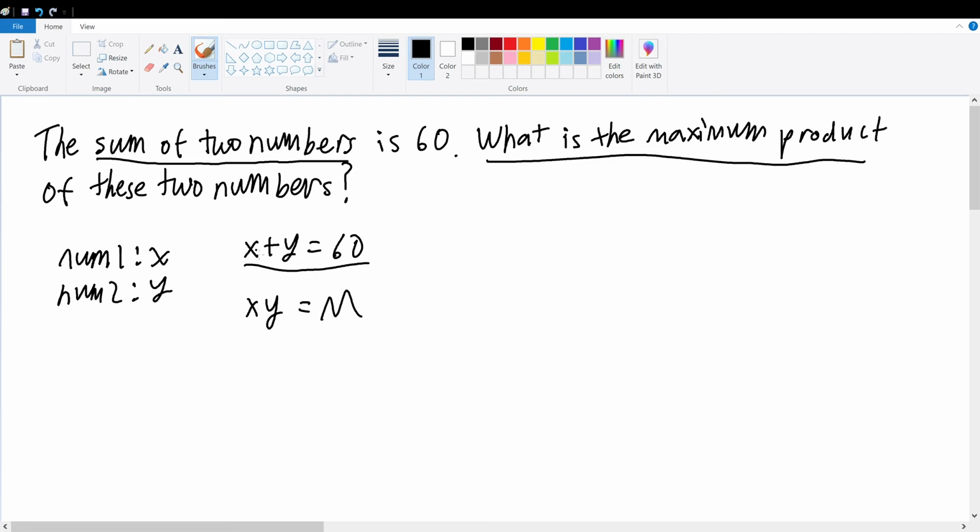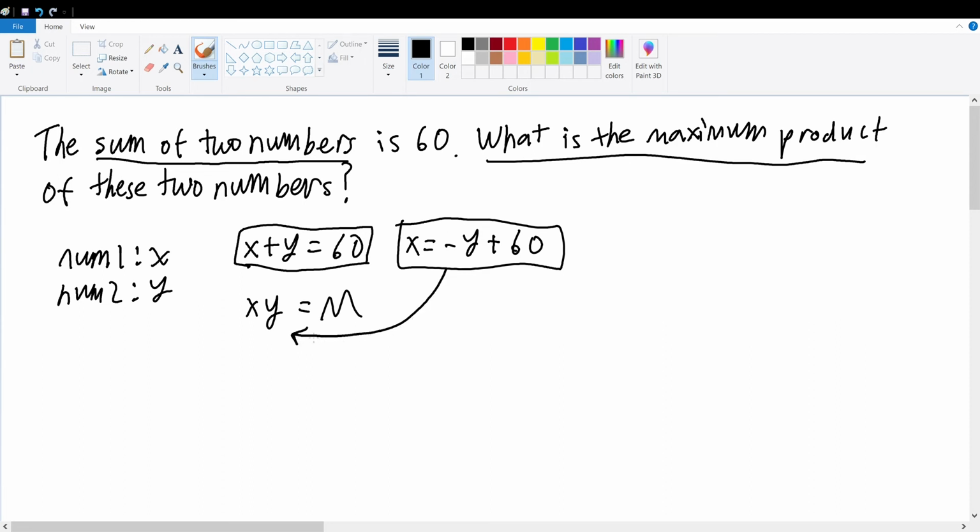And to find the product is simply x times y should be equal to a maximum product. What we can do is we can use this function x plus y is equal to 60 to write x in terms of y. So x will be equal to negative y plus 60. We rearrange the equation to get x is equal to negative y plus 60, which we can then substitute for our function of m in terms of y, to get m is equal to negative y plus 60 times y, which is equal to negative y squared plus 60y.